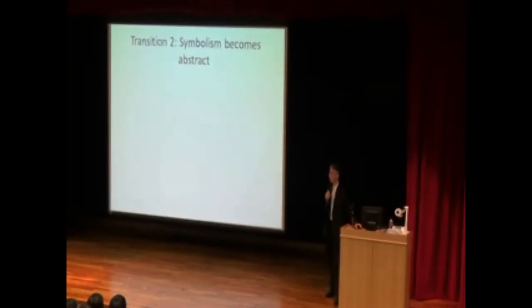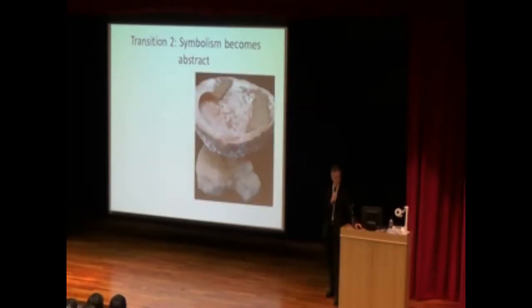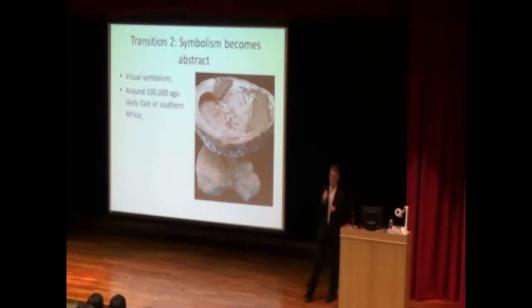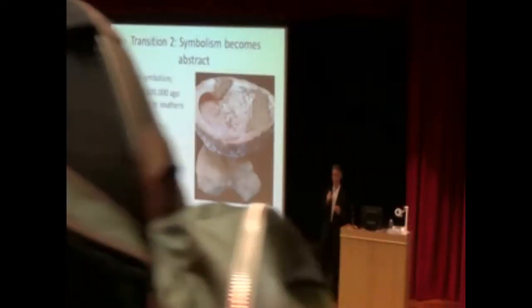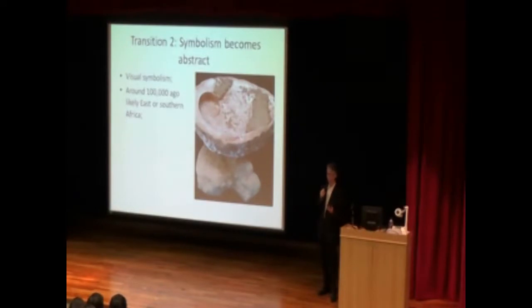Second transition in symbolism, where symbolism becomes more abstract. Here we see about 100,000 years ago, the color red representing something abstract. It could represent luck, it could represent something we don't know. But about 100,000 years ago, our species started to use color as a symbol of something. We don't know what that symbol was.